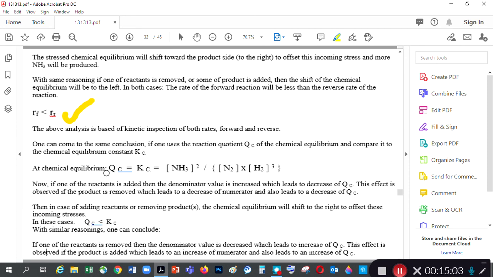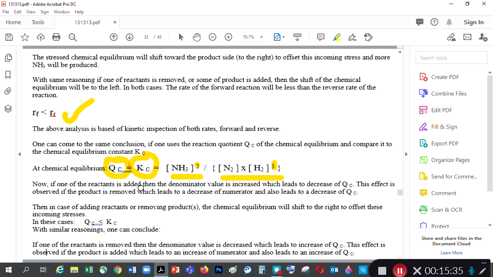We can also do this with the chemical reaction quotient, correct? The reaction quotient Qc at equilibrium will equal the chemical equilibrium constant Kc. So the reaction quotient is the products over the reactants, and those are concentrations in moles per volume. Now they are equal, correct?